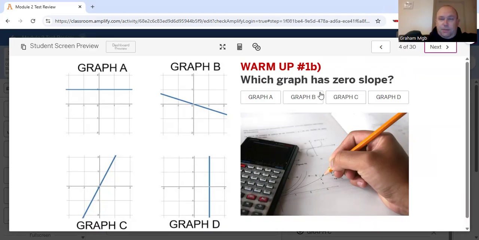Which one has zero slope? Well, there's no slope there at all. That's completely flat. We can also think of this as horizontal as well. And then we can think of the word HOI, H-O, with the O being zero. And therefore that would be graph A.